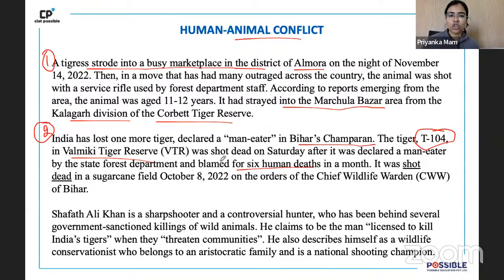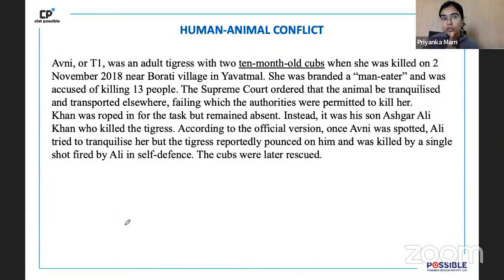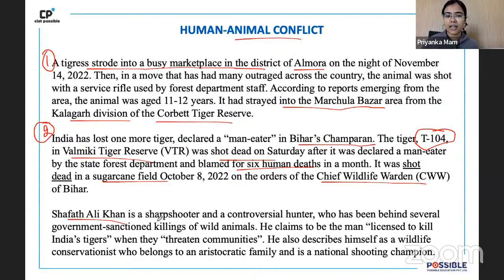Fine. So he was shot dead in the sugarcane field on the orders of the chief wildlife warden in Bihar. Now, Shafat Ali Khan is something you can keep in mind, because we are also going to talk about another very controversial killing, and that killing was Tiger Avni. So Shafat Ali Khan is a sharpshooter. Genuinely, he has a license to kill Indian tigers.